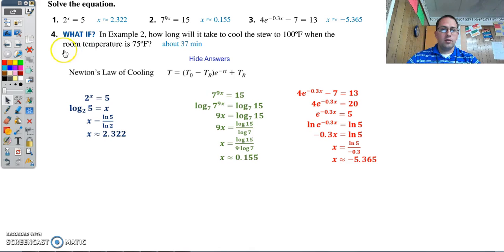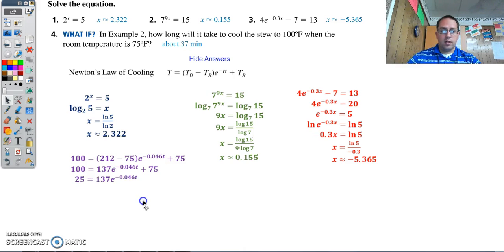All right, so now let's look at number 4 with the law of cooling. This time, we still want to get down to 100 degrees so we can eat it, but it's hotter in the room. It's 75 degrees instead of 70 degrees. So really the only thing that's going to change in our formula is we're going to have 75 instead of 70. All right, so first, I'm going to take care of these parentheses, subtract that out. I've got 137. Then subtract 75 from both sides, divide by 137, and I'm here.